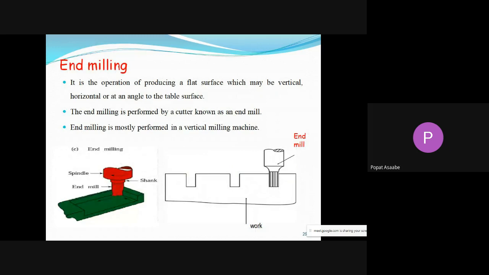Then we have seen the end milling cutter. It is used to produce a flat surface on the workpiece. That workpiece may be horizontal, vertical, or at any angle. When your workpiece is horizontal, it will produce a flat surface. If your workpiece is vertical, or there is any angle, at that time also it will produce flat surfaces with the help of the end milling cutter. See, this is the end milling cutter.